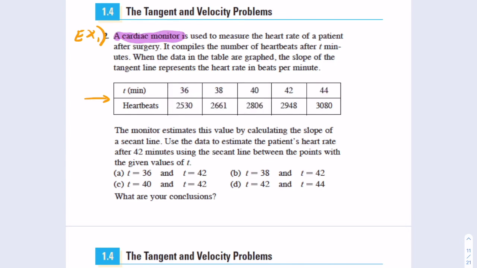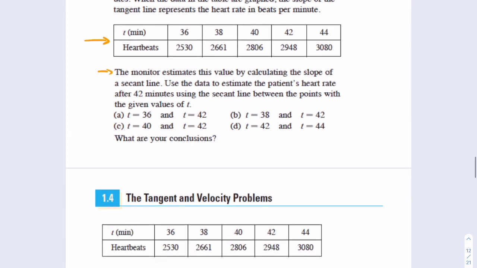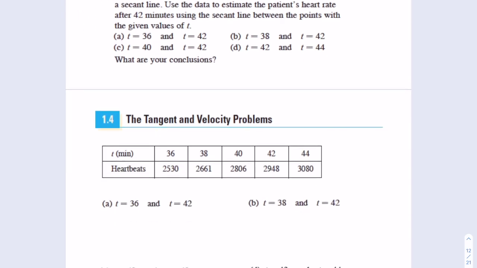So what we're going to do is, first we want to find out, what's the average rate of change? How fast was your heart beating from one point to another? Here it says the monitor estimates this value by calculating the slope of a secant line. Use the data to estimate the patient's heart rate after 42 minutes using the secant line between the points with the given values of t. We're going to break this up into pieces.